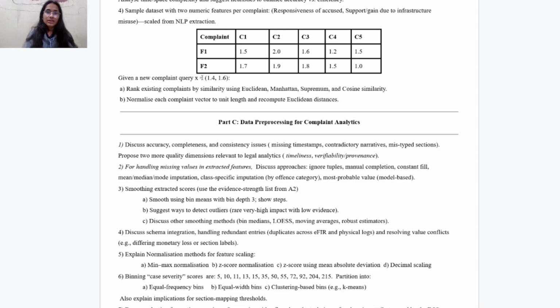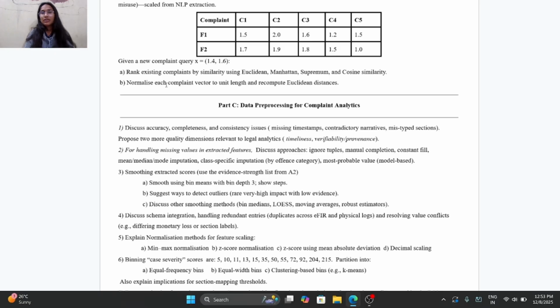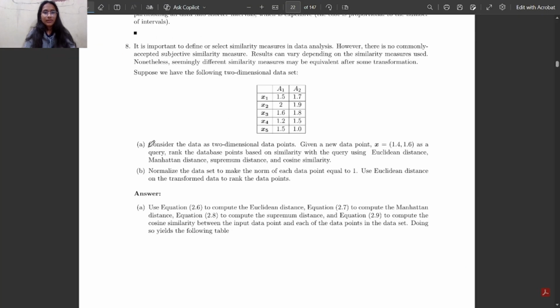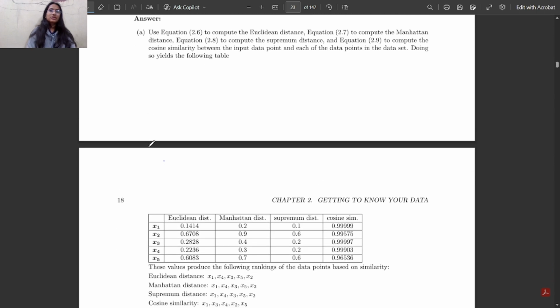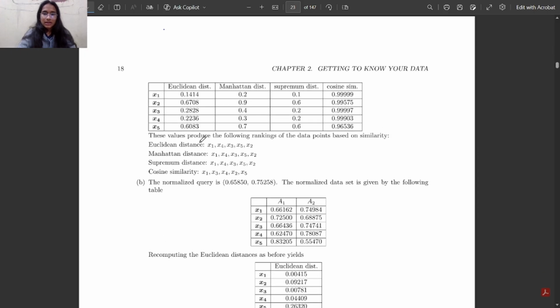Given a new complaint query, we have to rank existing complaints by similarity using Euclidean, Manhattan, Supremum, and Cosine similarity. We have to calculate the rank, then normalize each complaint vector to unit length and recompute Euclidean distance. So for this question, basically, we have the Euclidean distance formula. We put the values and we get the answer.